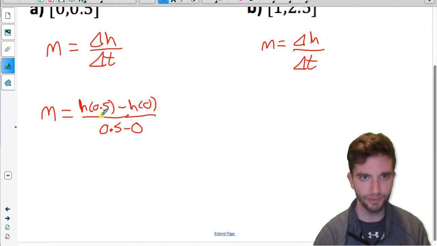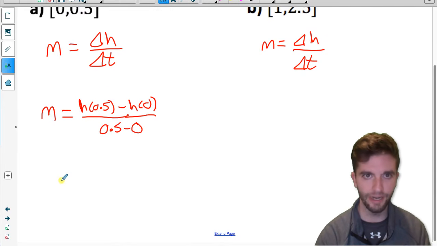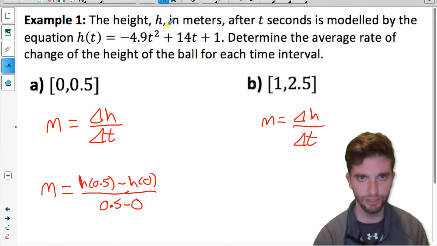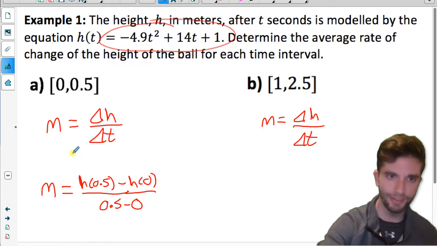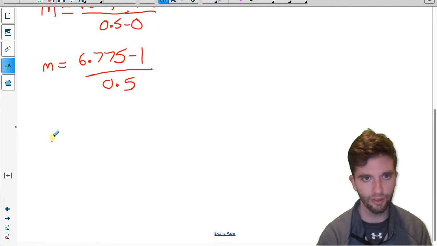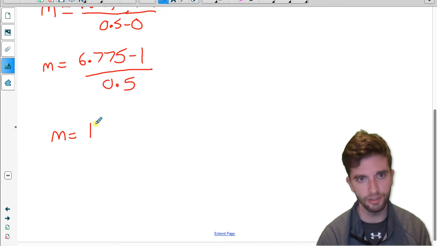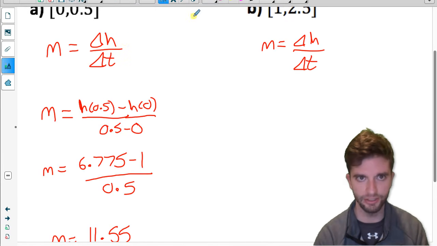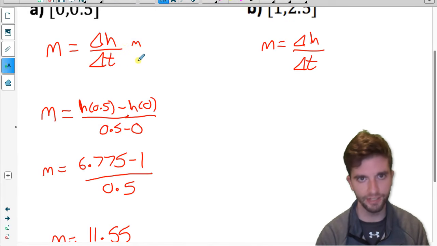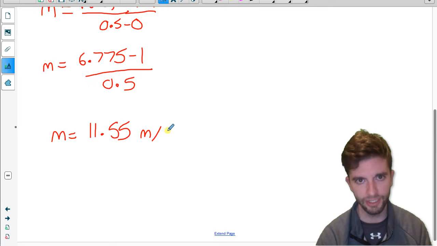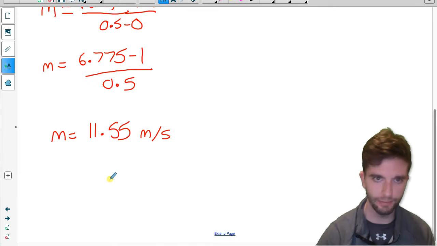And then we had Desmos calculate for us what h at 0.5 and h at 0 were. But if you needed to calculate on your own, you would just plug them into this formula, and it would tell you the height. And then we can evaluate this, and we get the slope is 11.55. And we should write the units. We were doing our change in height divided by change in time. Our height was in meters, our time was in seconds, so we did meters divided by seconds. So the average rate of change is 11.55 meters per second.